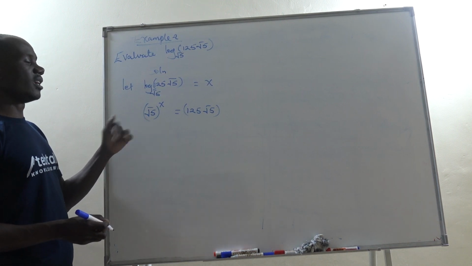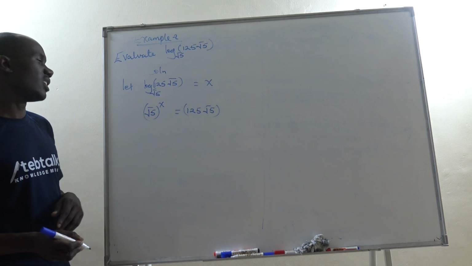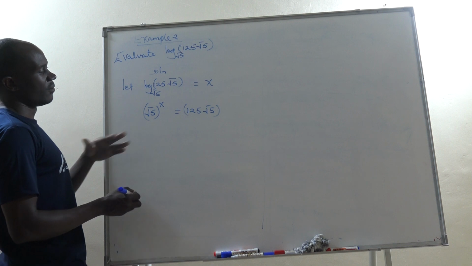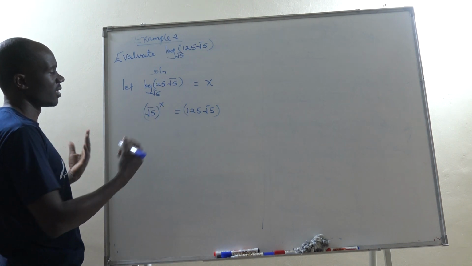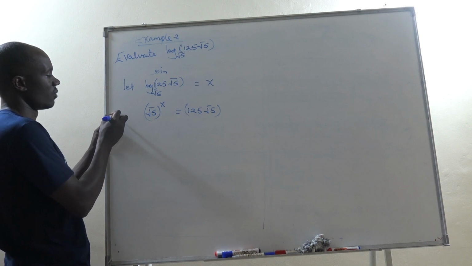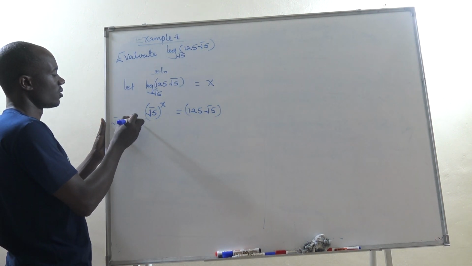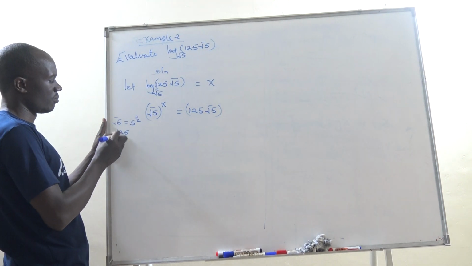Then we said again from the rules of indices, these are rational indices. When it is a square root, it is like power a half. And even 125, we can break it on the factor tree. So we can start by breaking. We said root 5 is the same as 5 to power half. What about 125? Let me try to break.